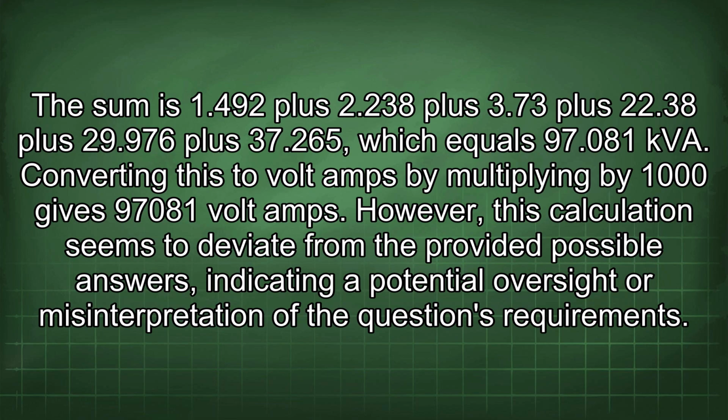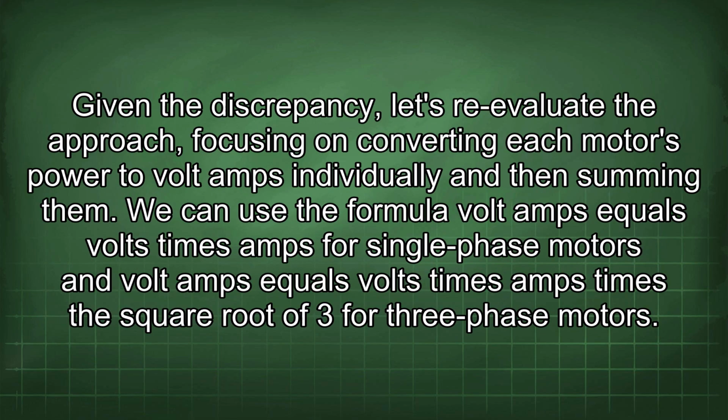However, this calculation seems to deviate from the provided possible answers, indicating a potential oversight or misinterpretation of the question's requirement. Given the discrepancy, let's re-evaluate the approach, focusing on converting each motor's power to volt amps individually and then summing them. We can use the formula volt amps equals volts times amps for single-phase motors, and volt amps equals volts times amps times the square root of 3 for three-phase motors.